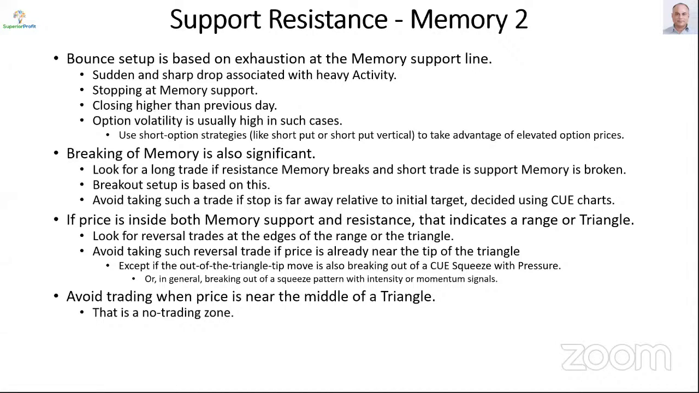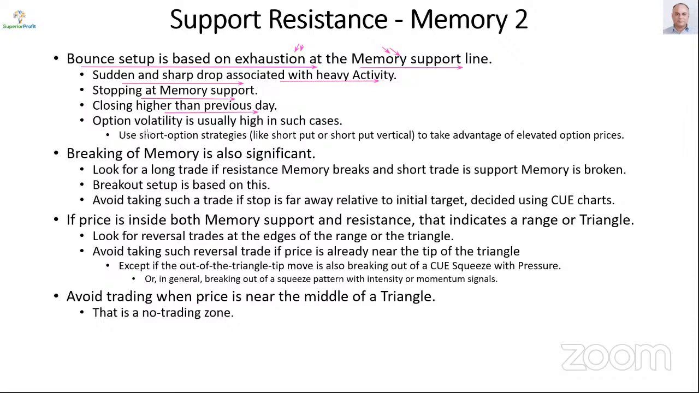More on memory lines. Bounce setup is a specific Q trade setup that is based on exhaustion and the memory support line. So it has to be exhausted, drop sharply, suddenly, then find support at memory support. That is a bounce setup. Sudden sharp drop associated with heavy activity, stopping at memory support, closing higher than previous day. That is a bounce long setup.